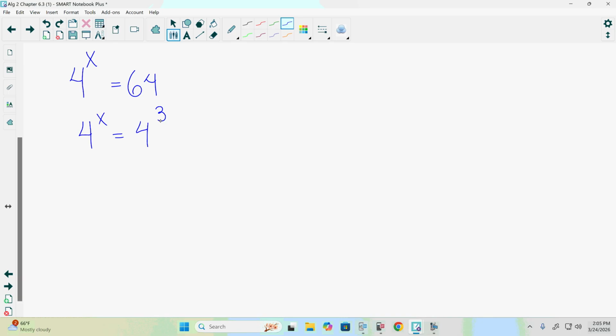4 to the x is equal to 4 to the third. The only way that we can have the same bases on both sides and them be equal is if the exponents are equal also. So in this case, the bases are both 4. We can get them to be the same. It means that their exponents have to be equal too, because the only way I can multiply 4 by itself a certain number of times and have it be equal to 4 to the third power is if their exponents are the same. So x has to be 3. Questions on this here?